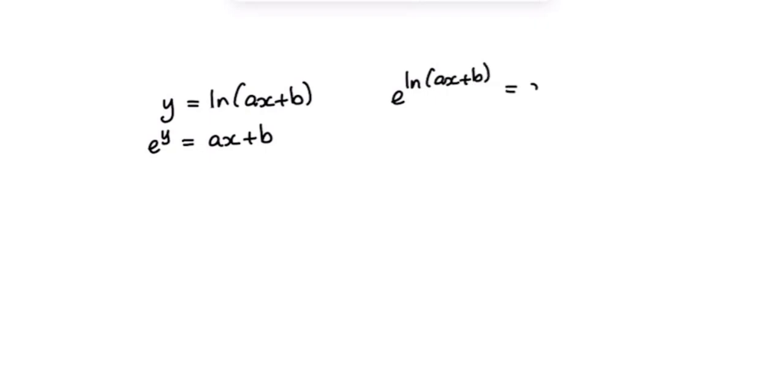So, I'm going to take y equals the natural log of ax plus b. The first thing I'm going to do is turn it into an exponential function. So in order to do that, I'm going to raise e to both sides, so I get e to the y equals, and if I raise both sides using base e, I'm just going to get ax plus b. Remember, e to the natural log of ax plus b equals ax plus b.